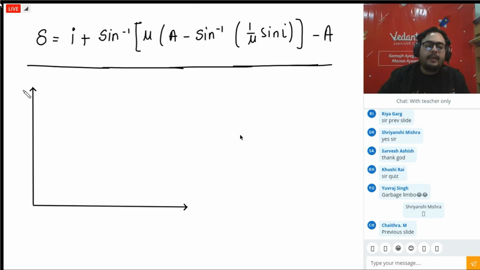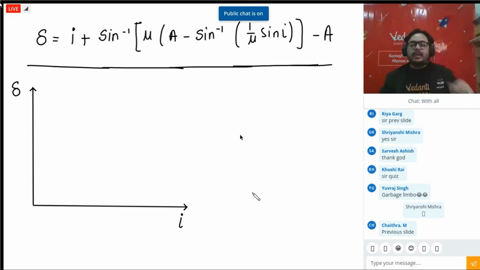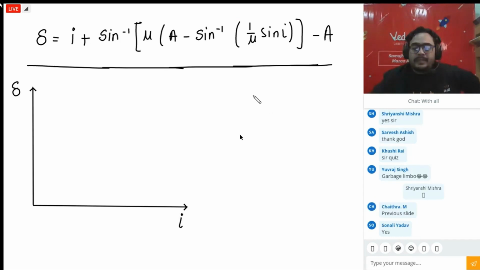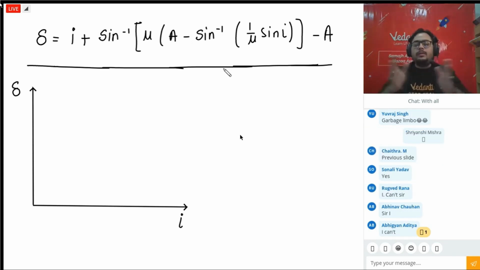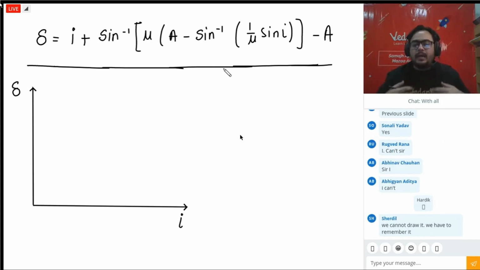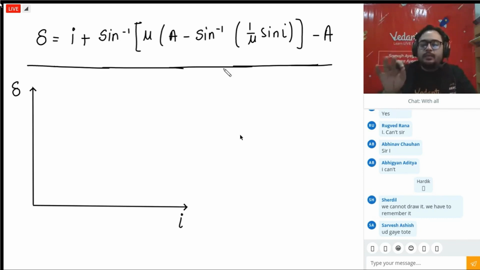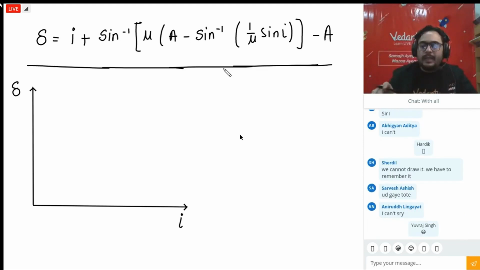So if I try to draw the plot of delta versus I, can I draw this graph? How many people can draw this graph? तो मैंने ये सब क्यों बताया आपको? Just to say that we cannot draw this graph. I derived so much. All those who can, they are great. Okay, I cannot draw the graph. You have to remember it. Just to prove this point, I derived so much that you cannot draw the graph. आपको याद ही रखना होगा. The graph comes out to be something like this.